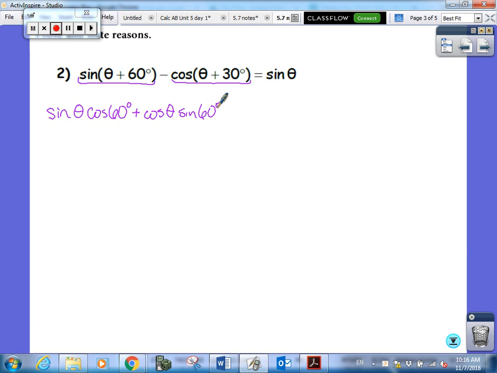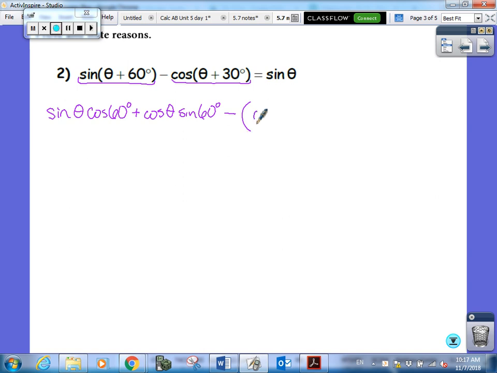That's that first one right there. Now, minus, I'm turning a single term, cosine theta plus 30, into two terms. So minus, I have to put parentheses right there. If you don't, it is going to be wrong. You are going to mess up from here on down. Nothing else can be correct.